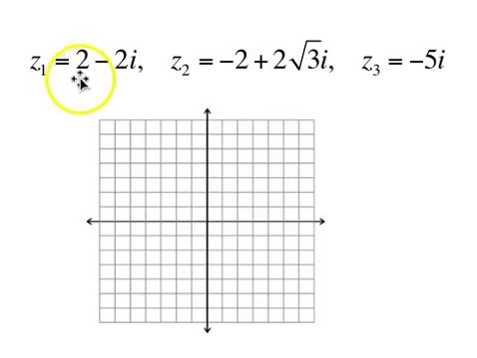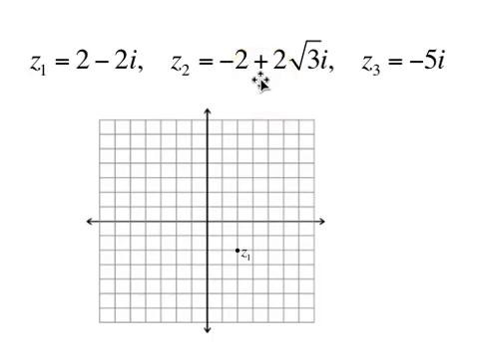We have three complex numbers: 2 minus 2i, negative 2 plus 2 root 3i, and negative 5i. We want to plot them on the coordinate plane. This is the real axis, and this is the imaginary axis. So 2 minus 2i is 2 in the real axis, negative 2 in the imaginary axis. So z1, 2 minus 2i, will be plotted right about there.